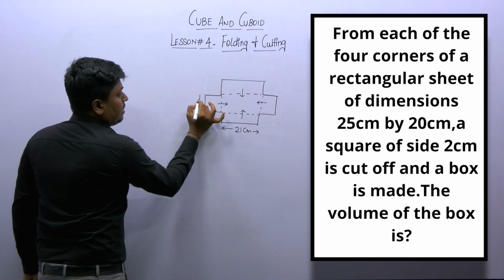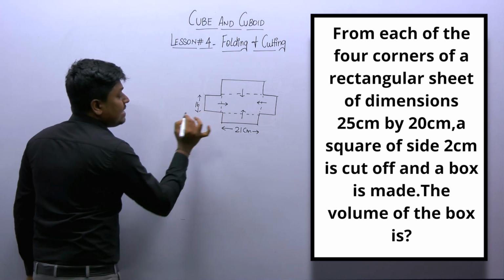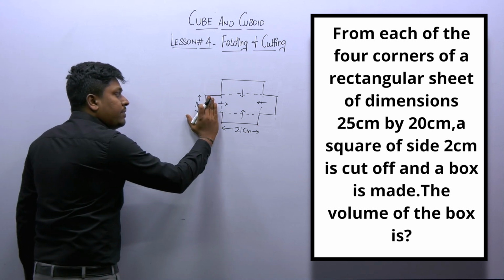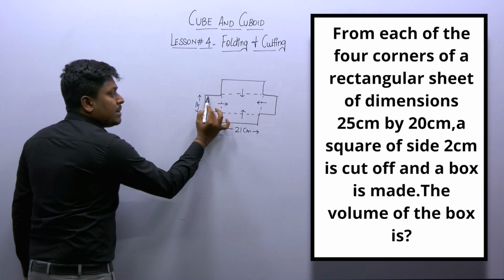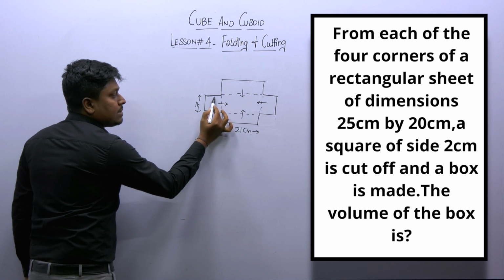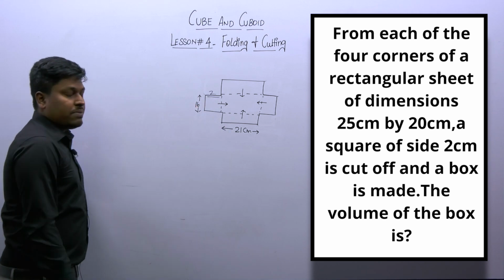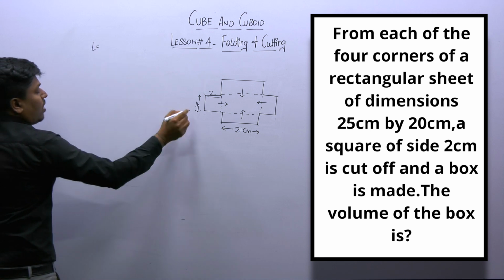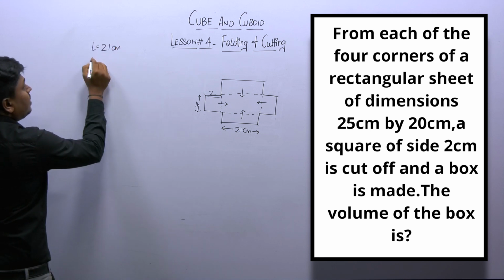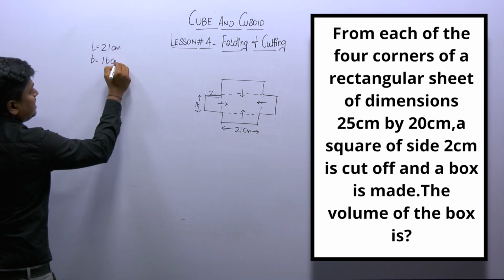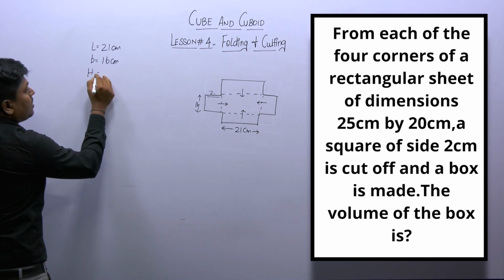So now the breadth of the box will be only 16 centimeter. Remember that if we fold the sheet like this, then this becomes the height of the box. We know that this will be 2 centimeter. So finally, we got the length of the box will be 21 centimeter, the breadth of the box will be 16 centimeter, and the height of the box is 2 centimeter.